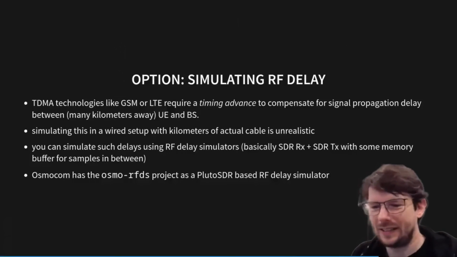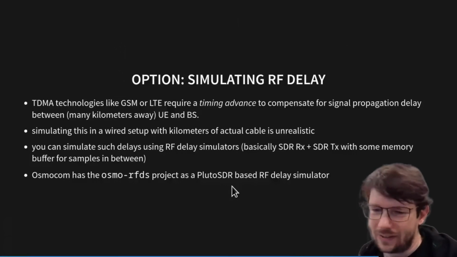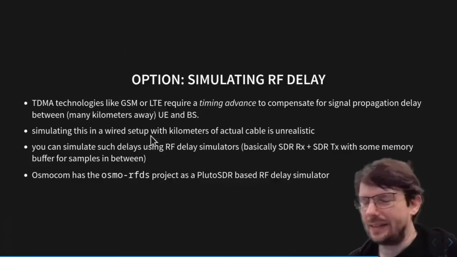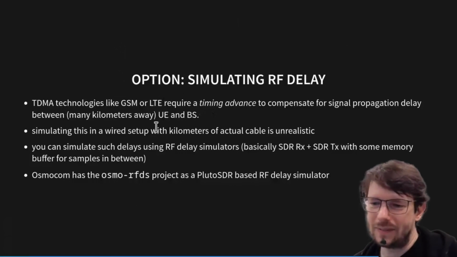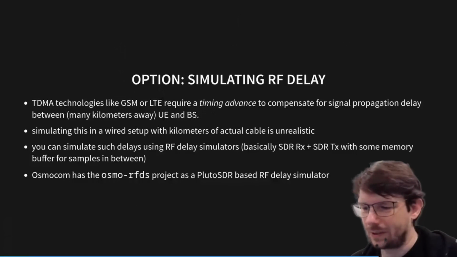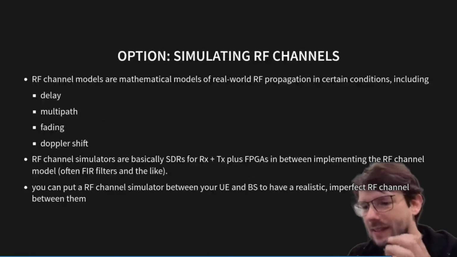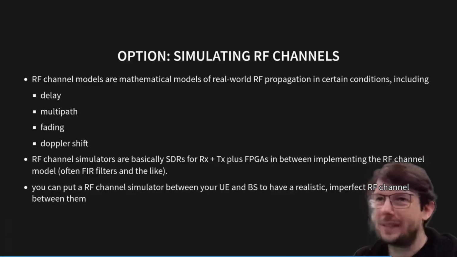And TNT here on the call did the Osmo RFDS project a couple of years ago, which does exactly that with a Pluto SDR. So you can hook that into such a setup, and then you can simulate delays and verify, for example, whether your timing advance loop in your implementation of the UE or the base station side works as expected. Another option is to simulate entire RF channels. RF channel models are mathematical models that try to approximate real-world propagation in certain conditions: rural, urban, dense urban, moving vehicles at certain speeds, and so on.